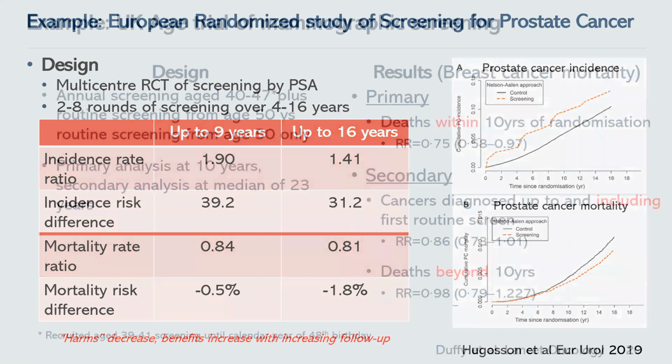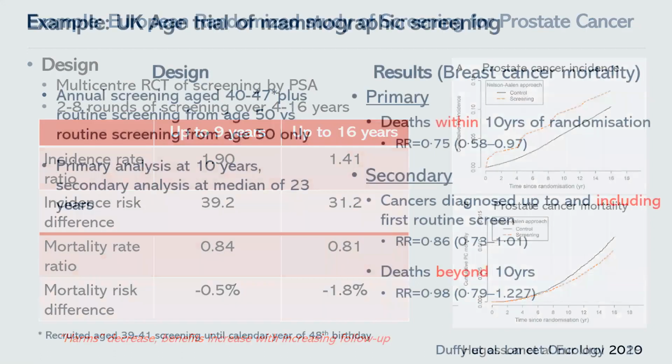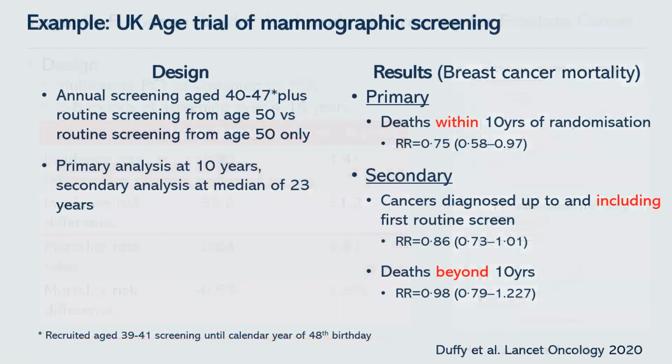And in the UK age trial of breast screening, this offered annual screening from age 40 to 47 plus routine screening from age 50 in one arm versus routine screening from age 50 only in the other arm. So one group you started screening from 40 and the other from age 50, and there were no screens between the ages of 47 and 50 in either arm. And the primary analysis was to be at 10 years, and there was a secondary analysis at a median of 23 years after people were randomized.